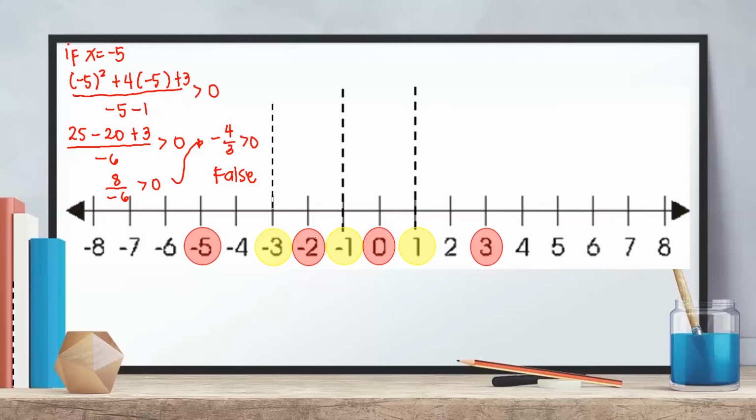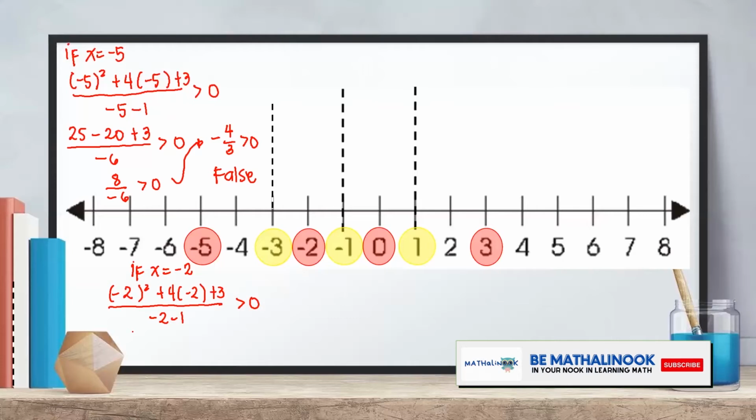Let us try our second testing point, which is -2. If x is equal to -2, then our rational inequality will become ((-2)² + 4(-2) + 3)/(-2 - 1) is greater than 0.